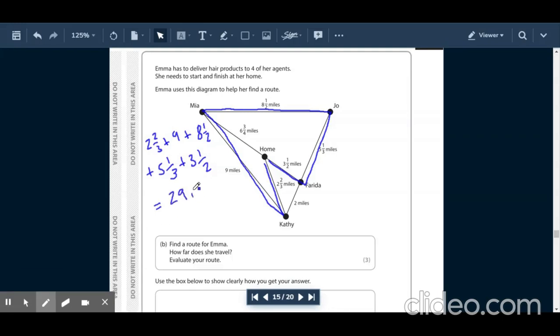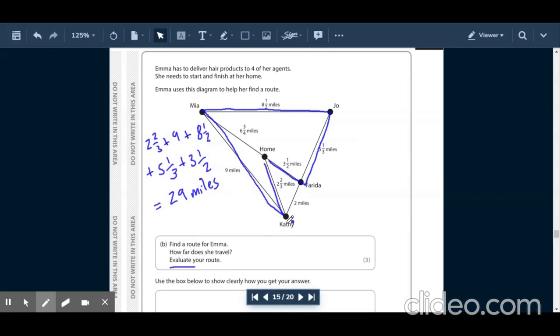29 miles in total. So this is just one of the possible routes you could have taken. So that would get you 2 marks. Last part says evaluate your route. So all you have to do when it says evaluate is write some comment about your route.